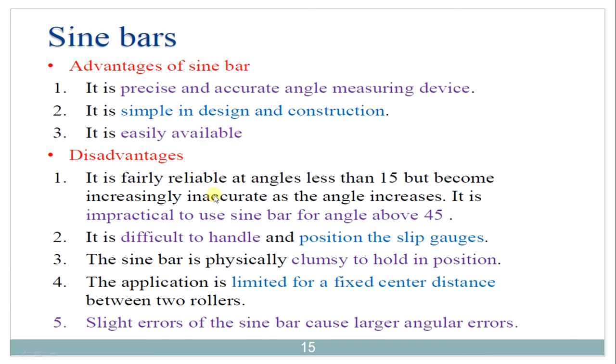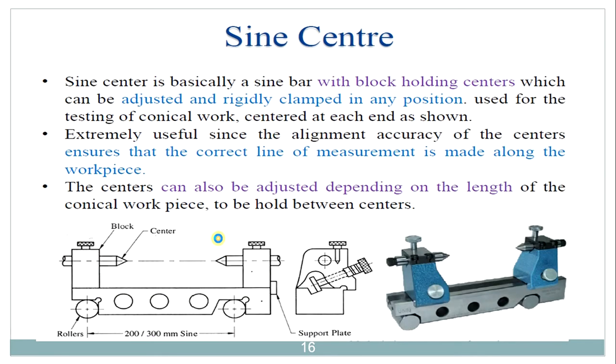Then some of the limitations we have: it's fairly reliable at angles less than 15 degrees, but it becomes increasingly inaccurate as the angle increases. So it is impractical to use a sine bar for angles above 45 degrees. Again, it's difficult since extra positioning of slip gauges is required, and slight errors in the sine bar may cause large errors in the angles.